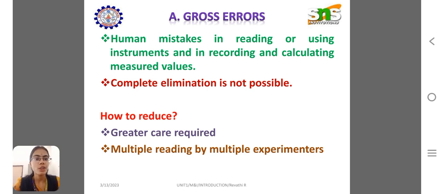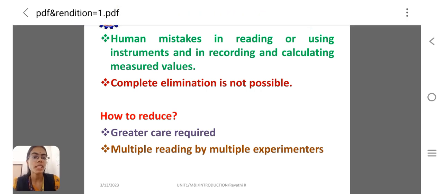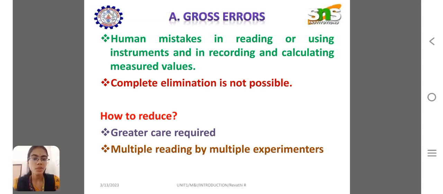Gross error. Human mistakes in reading or using instruments and in recording and calculating measured values are the main causes of a gross error. Another point is that complete elimination is not possible. A gross error may always be present. How to reduce gross error? There are two ways: greater care required, and multiple readings by multiple experiments. The care is taken only by the human observer.